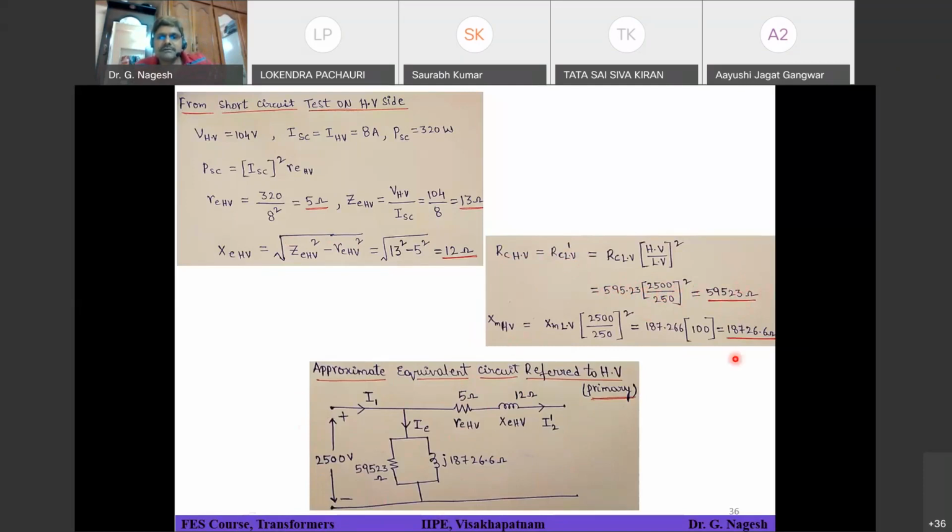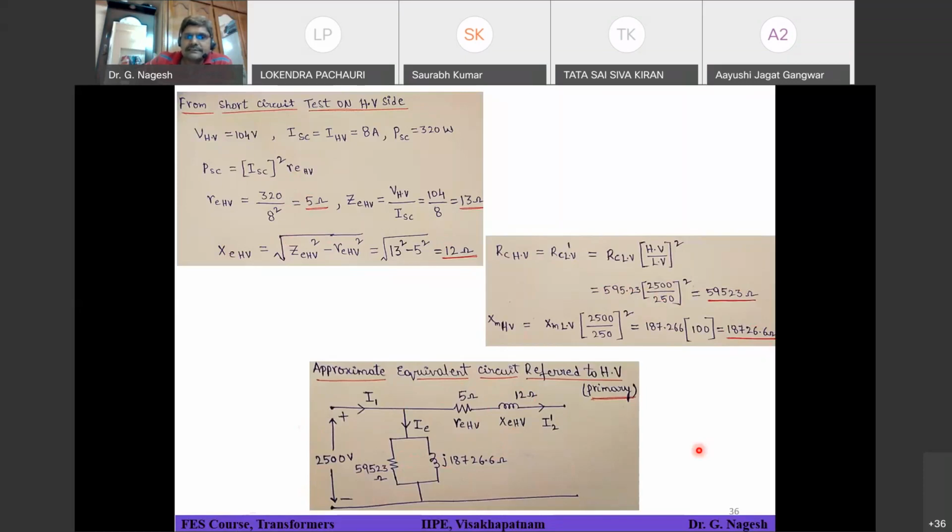Similarly, XMHV will be this much value. So those two will be present in your equivalent circuit, and REHV, because this is already referred to HV side, there is no change, so it will remain as it is. And reactance, also no change, so that will remain as it is. That's all. So this will be your approximate equivalent circuit referred to HV side. Got it? Yes, sir.